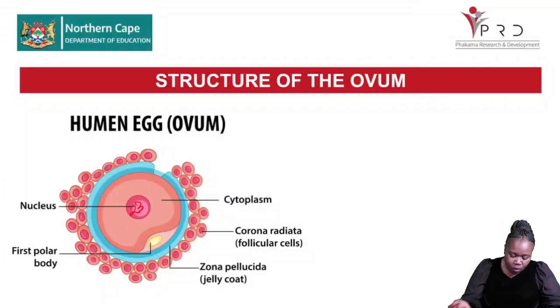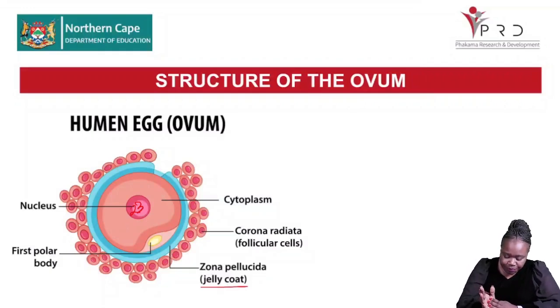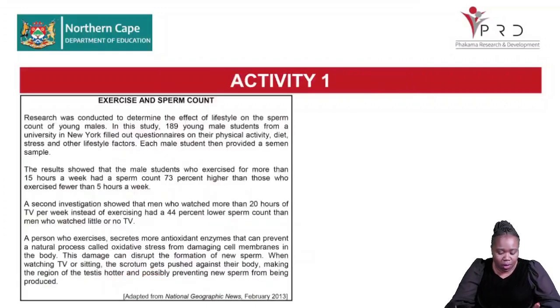And then we have the first polar body over there, and then we have the jelly-like layer or the jelly coat, which is also referred to as the zona pellucida. And then we have the corona radiata as well. So that would be our structure of the ovum, right? Ovum is produced by oogenesis, sperm cell is produced by spermatogenesis. And remember, both these processes involve meiosis so that the sperm cell and the ovum can be haploid.